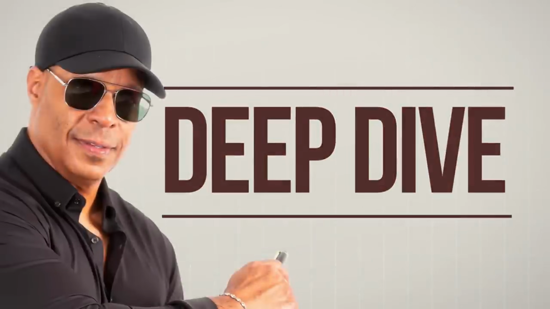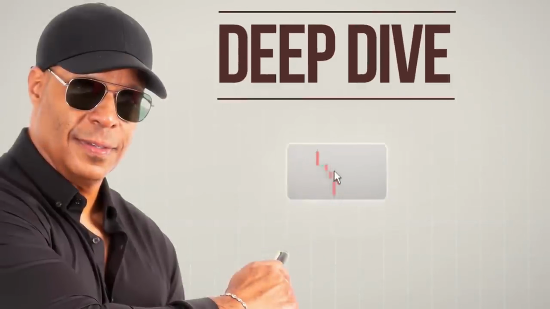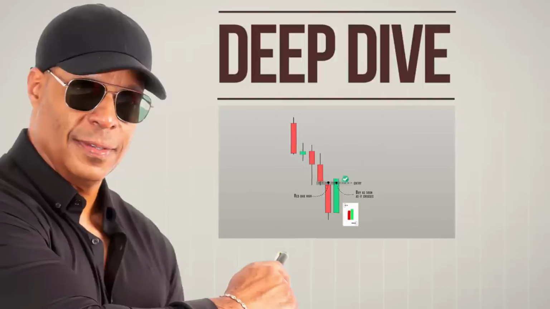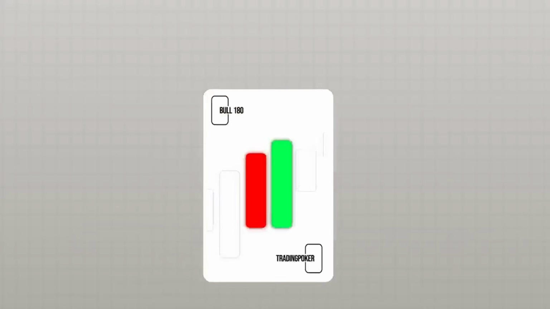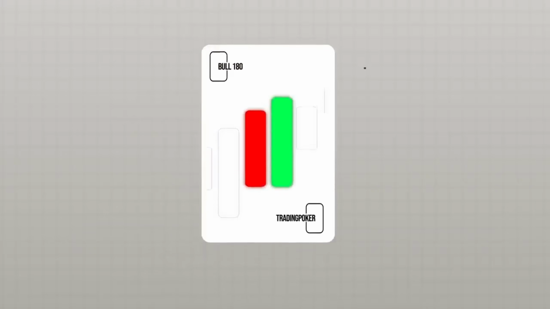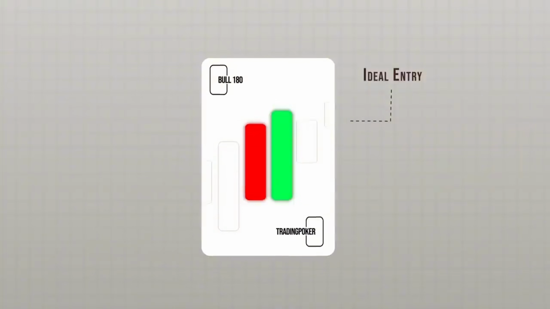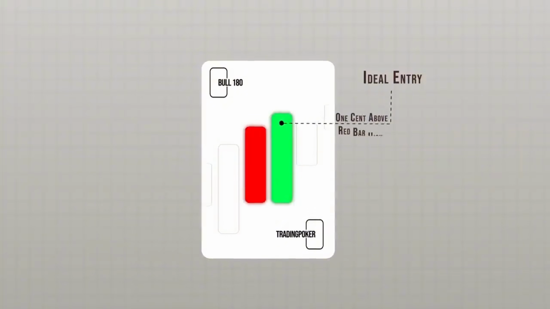Let's continue. This is a deep dive, guys. This is a deep dive to make you an expert on the bull 180. I've got a lot to cover here. Let's keep going. We know that your ideal entry is 1 penny above the high of the red.